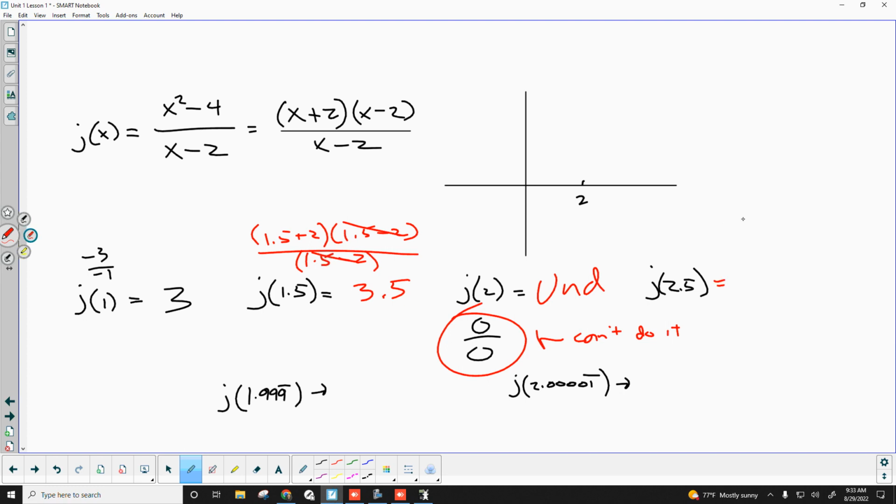All right, so I get 2.5 plus 2 on the top, and 2.5 minus 2, 2.5 minus 2 on the bottom. Okay, this is positive 0.5, this is positive 0.5, this is 4.5. Well, I could cancel the positive 0.5 there because it's just some number divided by itself. It's just a 1. So I get 4.5. Great.